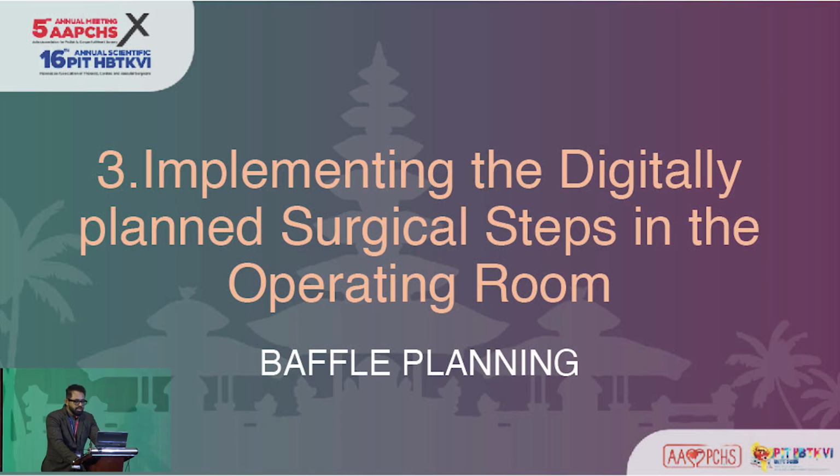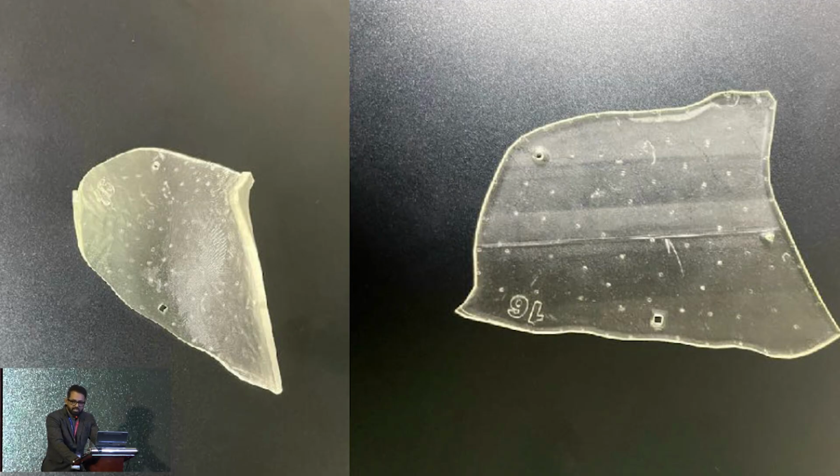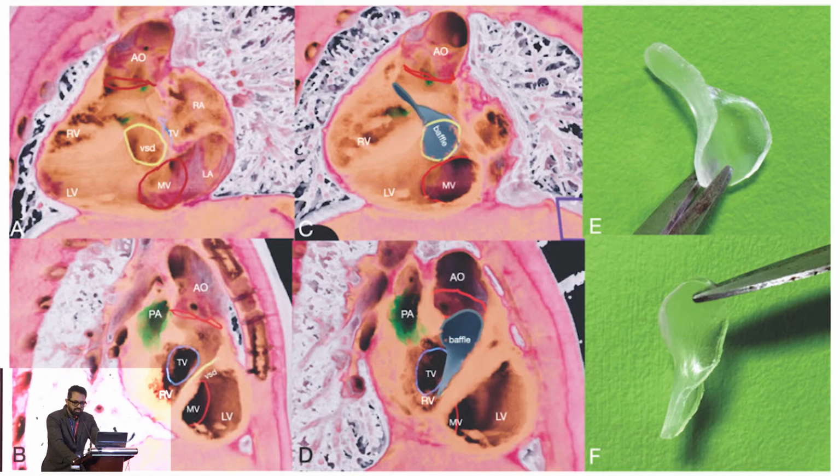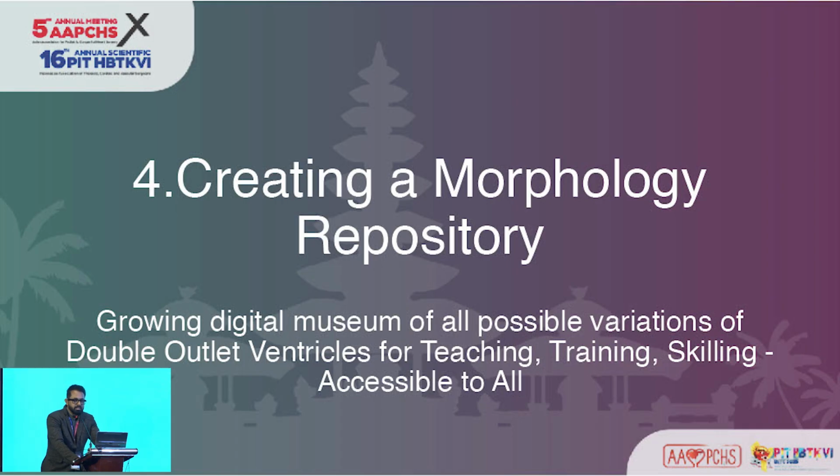In order to implement this digital plan of the baffle planning, what we have been doing recently is 3D printing the baffle designs that we created digitally, and then taking them into the OR as a baffle template to cut the initial pericardial patch, so that the surgeon has less improvisation to do in the operating room by pre-preparing a patch that can be used for the complex procedure. And over the years, we've been creating an entire morphology library of all kinds of complex disease because we do not have an actual morphology museum, but we have a digital morphology museum.